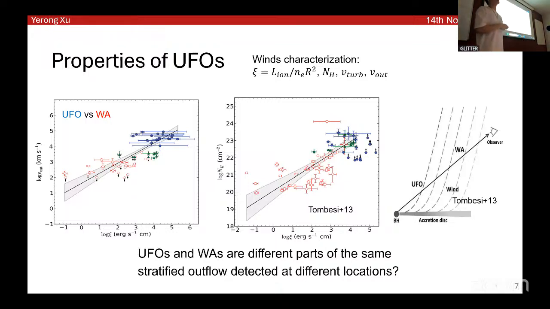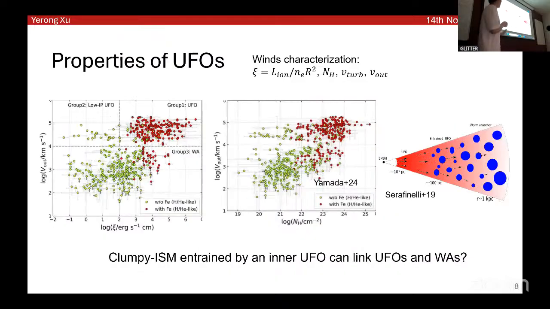However, when we include the soft X-ray UFOs, that correlation breaks down, because those soft X-ray UFOs occupy the upper left corner in these parameter planes, and you can see they still keep the relativistic velocities, but have relatively lower ionization parameter and column density. Therefore, a more sophisticated scenario was proposed to explain this kind of UFOs. We call it entrained UFOs.